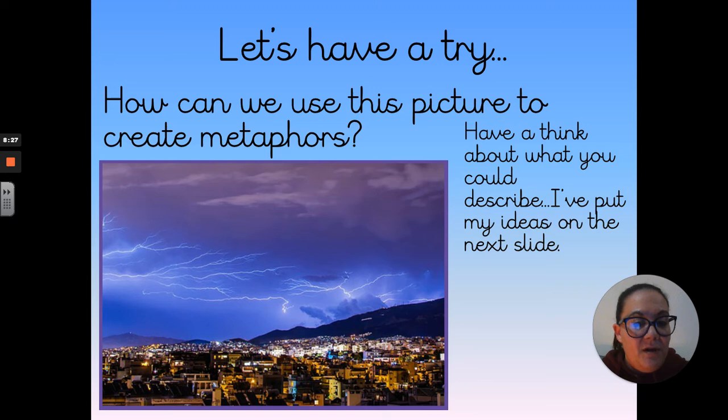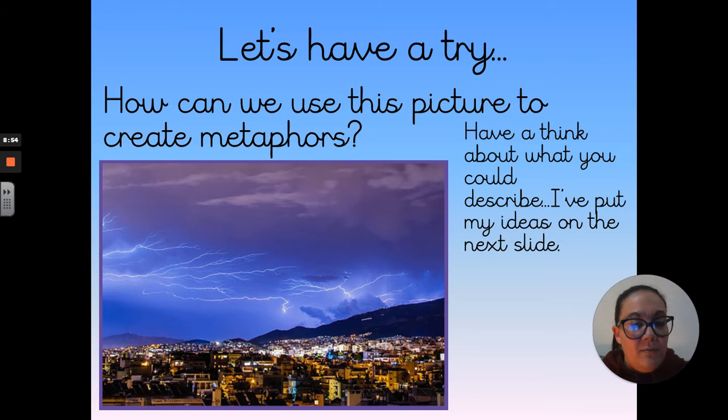Okay, so I've given you a really gorgeous picture here, Year 4, just as a talking point to begin with. I want you to have a look at what's going on in the picture. You've got a very stormy looking sky, with flashes of lightning going across it, and the town that's twinkling with lights, but it looks really small underneath that sky, and what looks like a mountain in the background as well.